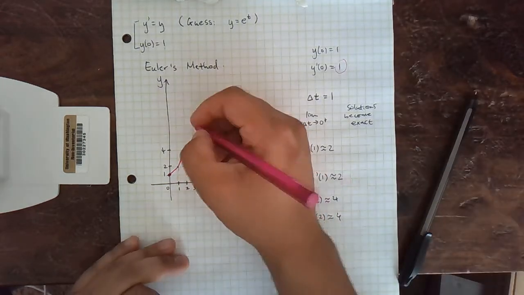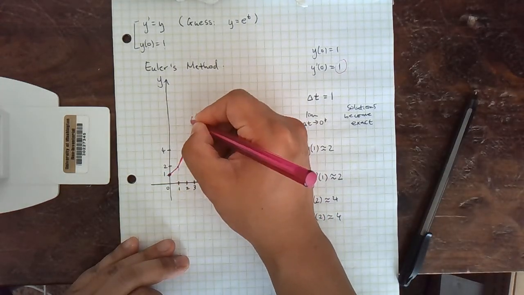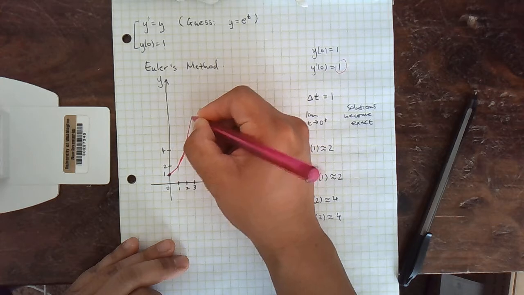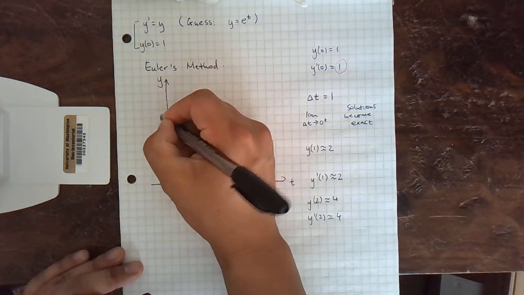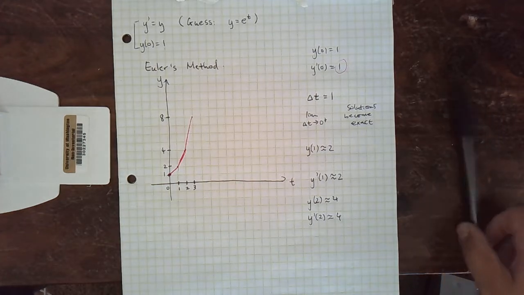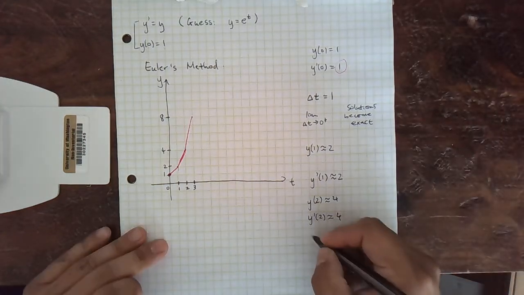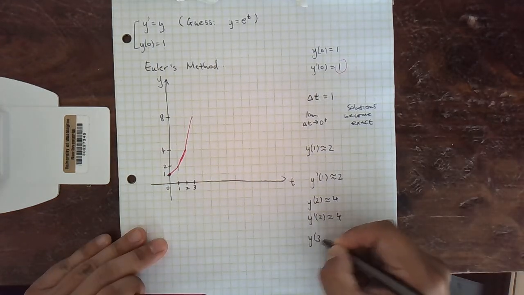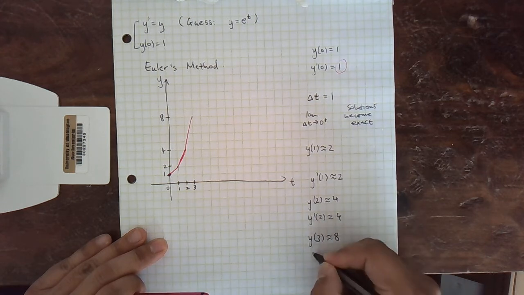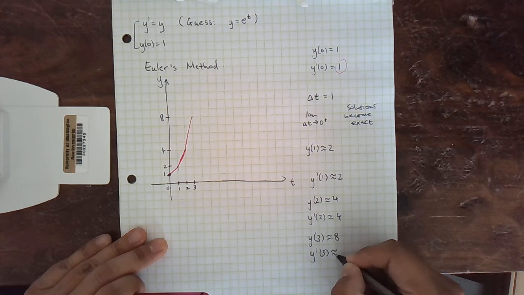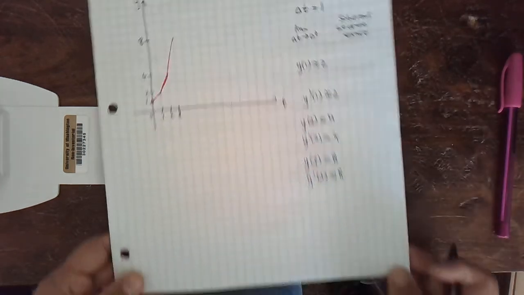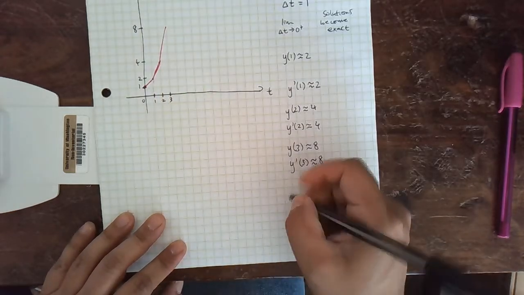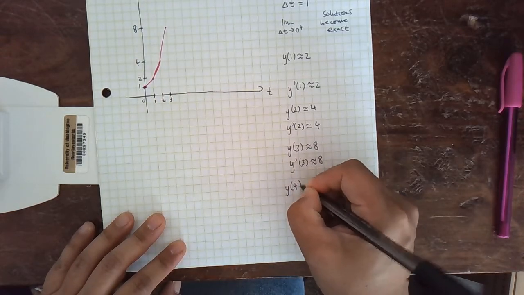Change in y over change in x is 4. Okay, and that brings us to 8. And then we can keep going. Our next one would be y of 3 is approximately 8, and y prime of 3 is approximately 8. And we don't have to graph every time, right? So this is going to run off my graph, so I can calculate my y of 4.